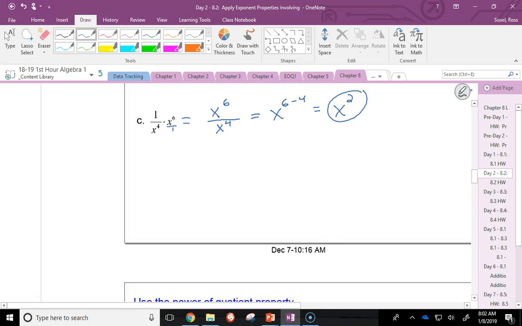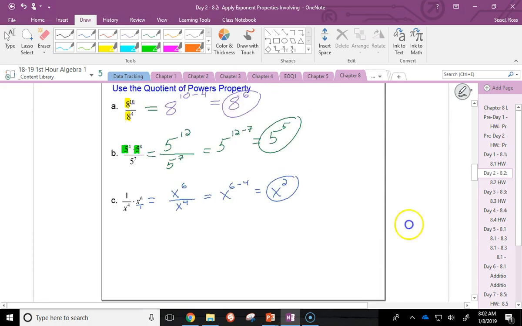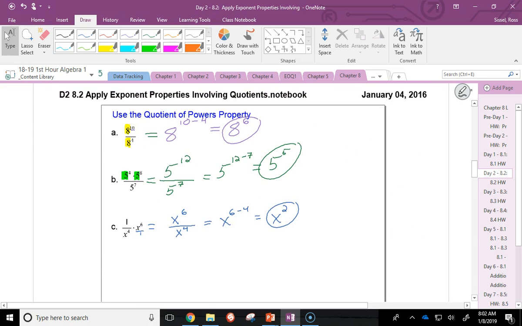How do those feel? Anything that we kind of got you confused on with those last 3? On C, we changed it to a fraction because they did a fraction times the whole number. So at first we just wanted to put it together. So we did 1 over x to the 4th. We changed x to the 6th just so I could visually see it. Just put it over 1.